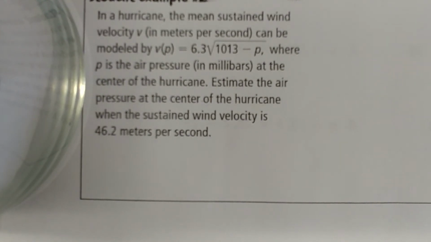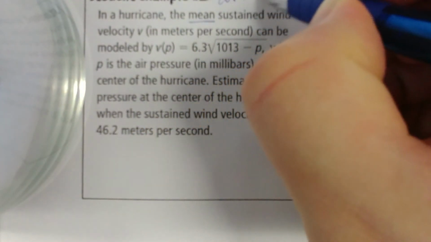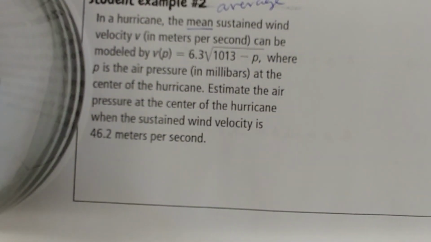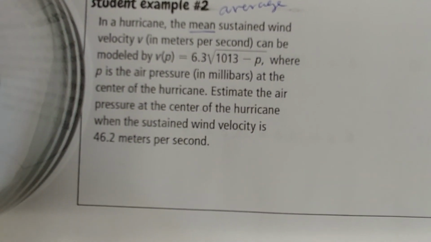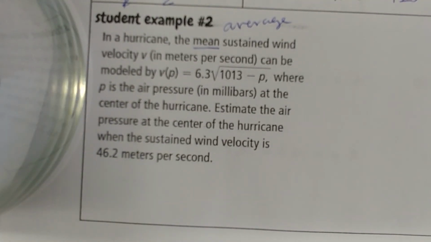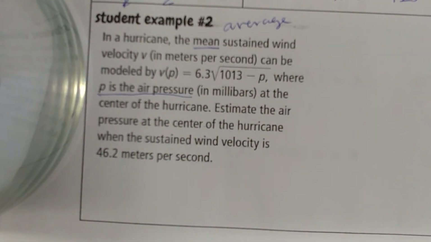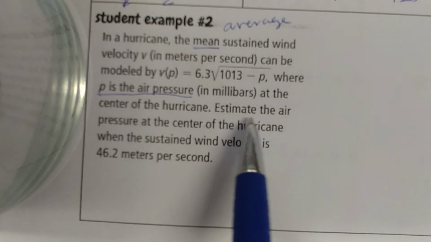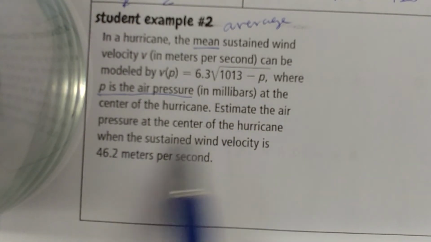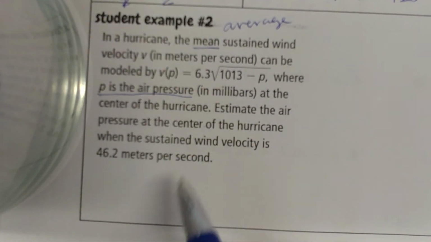So this is example number 2. It says, in a hurricane, the mean, and in this case the mean is the average sustained wind velocity, which is measured in meters per second, can be modeled by this equation, 6.3 times the square root of 1013 minus p, where p is the air pressure, measured in millibars, so that's just a unit we measure air pressure with, at the center of the hurricane. It says, estimate the air pressure at the center when the sustained wind velocity is 46.2 meters per second.